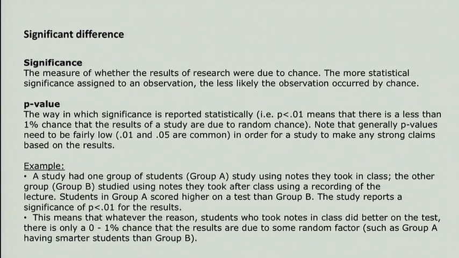Now it's getting a little bit more difficult when we look at terms like significance and p-values. We already said what significant means and what p-values are referring to. Now, significance. When we study, we try to see how different, again, not that they're different, but we try to understand how different results are, how different data are. And significance is a measure of whether the results of research were due to chance. The more statistical significance assigned to an observation, the less likely the observation occurred by chance.